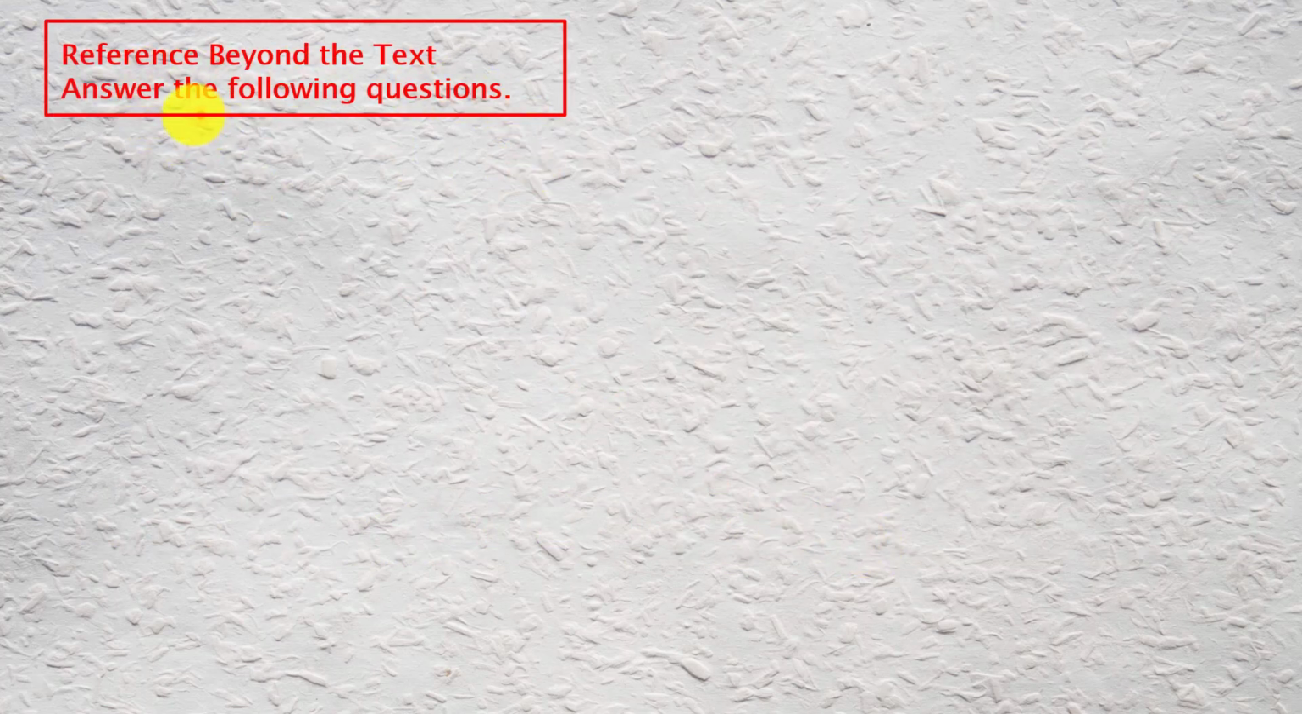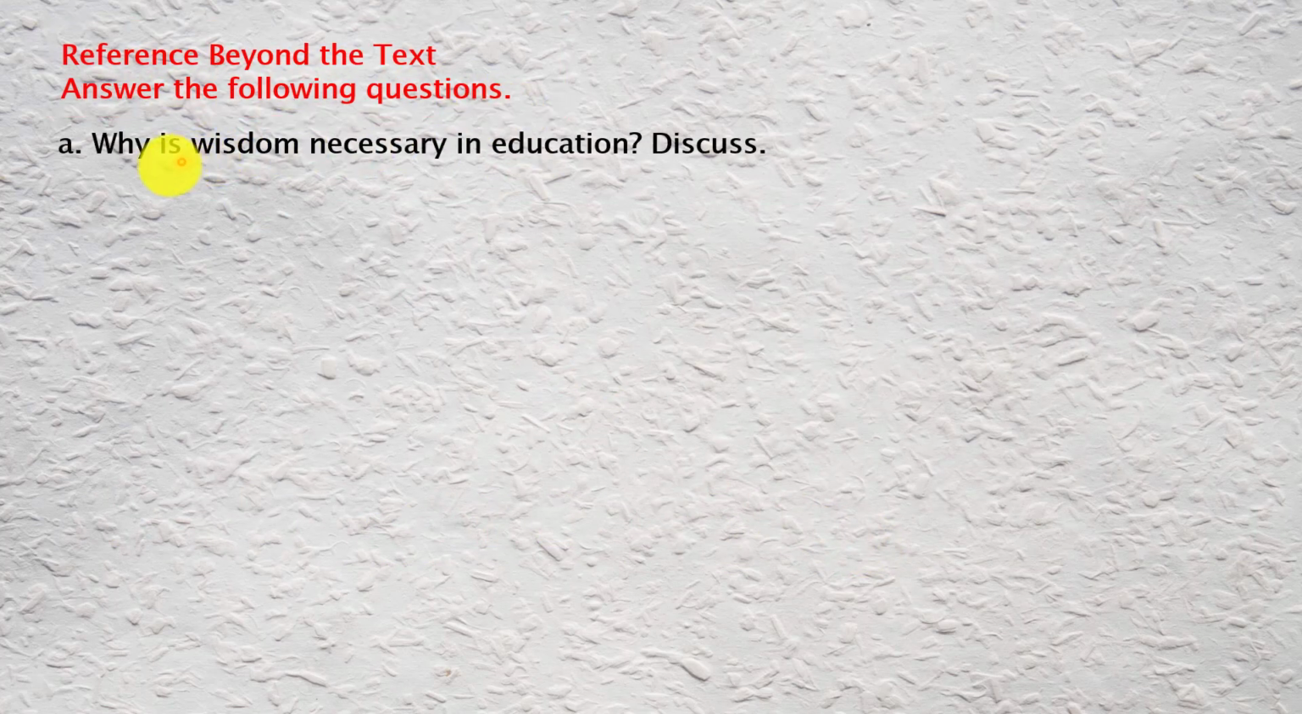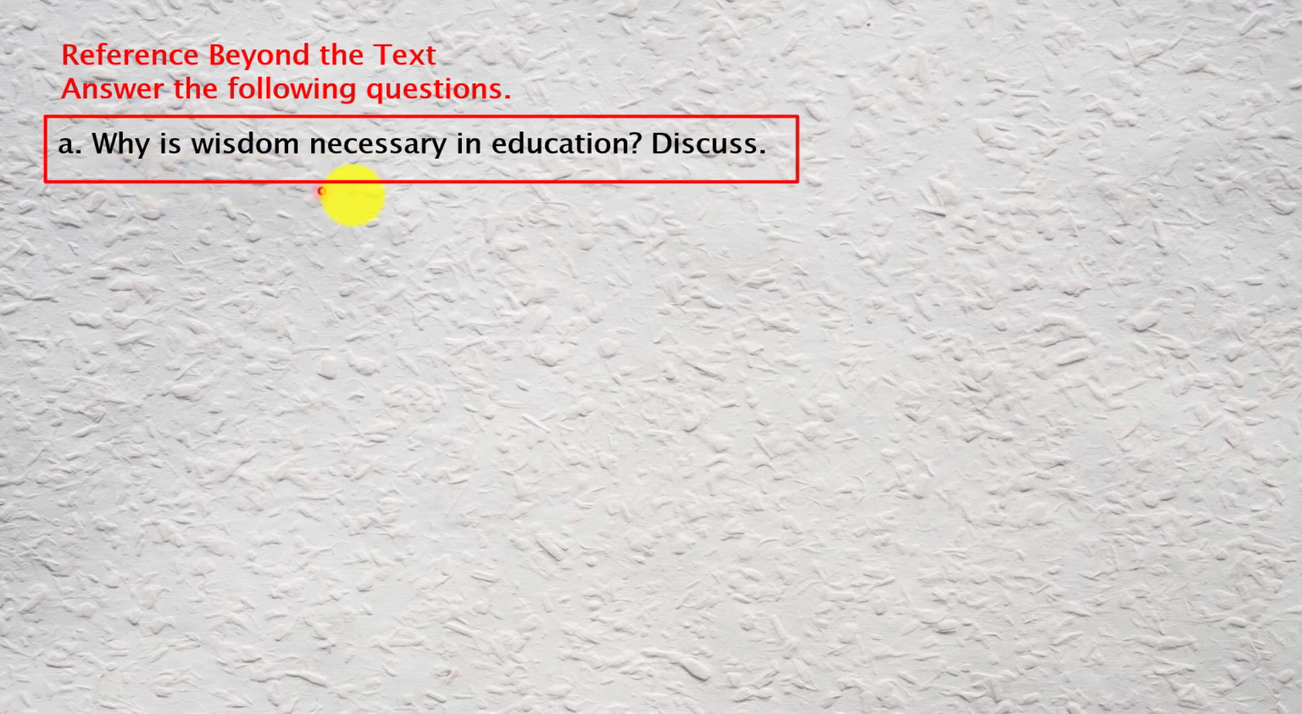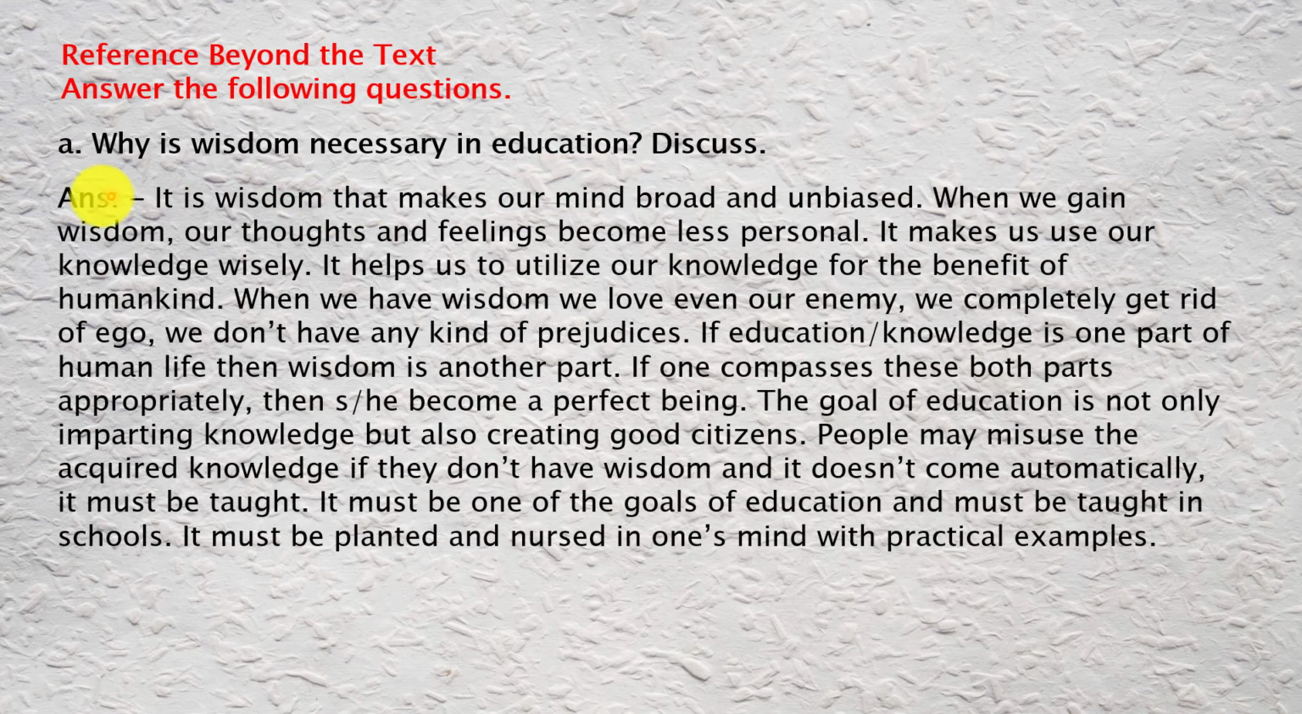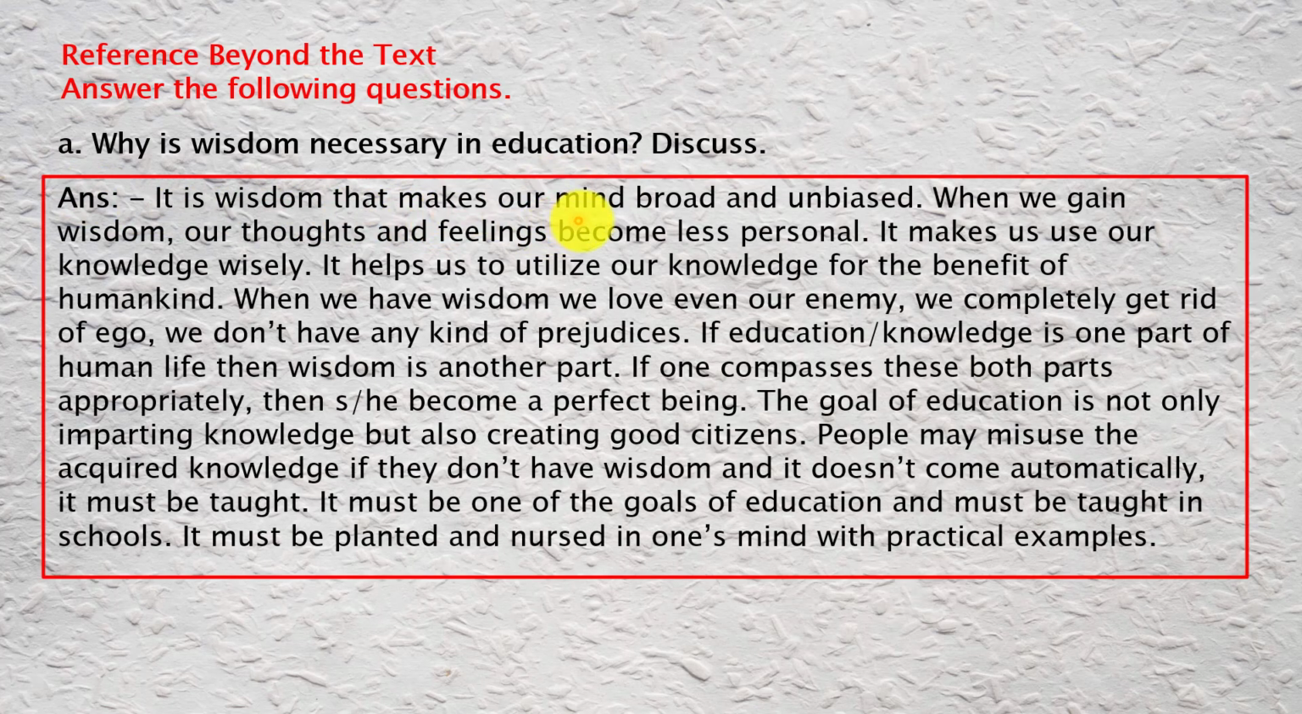Reference beyond the text. Answer the following questions. Next, A number question. Why is wisdom necessary in education? Discuss. Answer is, it is wisdom that makes our mind broad and unbiased. When we gain wisdom, our thoughts and feelings become less personal. It makes us use our knowledge wisely. It helps us to utilize our knowledge for the benefit of humankind. When we have wisdom, we love even our enemy. We completely get rid of ego. We don't have any kind of prejudices.